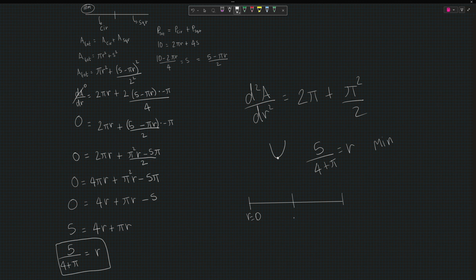So our critical point would be over here with r equals 5/4 plus pi. And what I'm going to do is find out the largest value r could be. That's not that hard, because all we have to do is identify that the maximum length for the circle is 10, and 10 has to be 2 pi r. So if you do the math in your head, you get 5/pi, right? 2 pi r, so r is 5/pi.